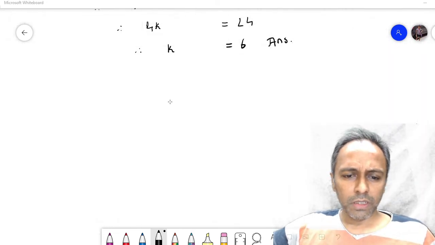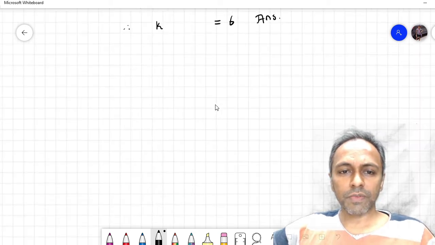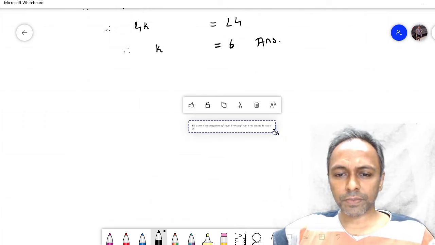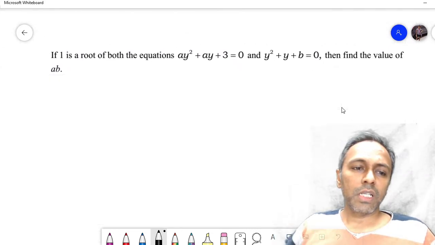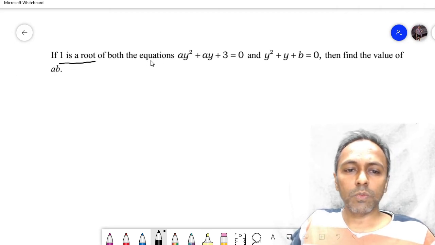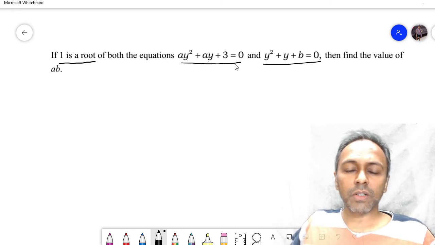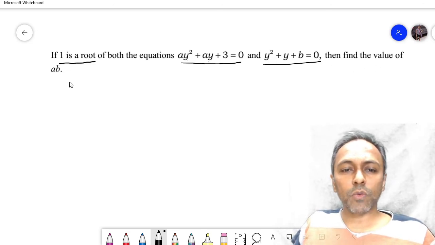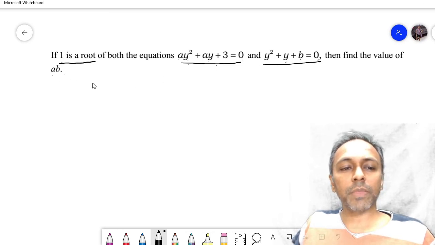Let's take one more question. This you can try. I'll put the question. This we can solve faster. Question is, if 1 is a root to both the quadratic equations, but here x is not there, the variable in the question is y, then find the value of a into b. So you can substitute 1 in place of y here and continue equating to 0 and get a. In the second one, you can put y as 1, equate to 0, get b, and then later multiply a and b and get the answer.